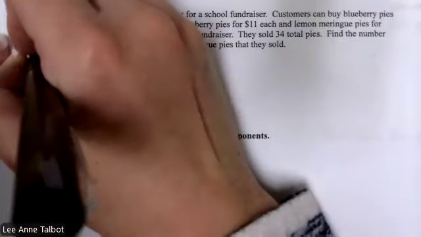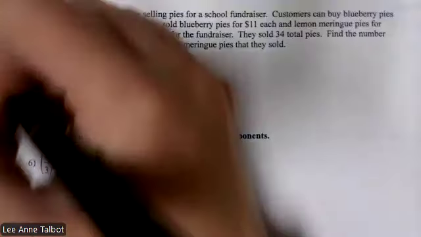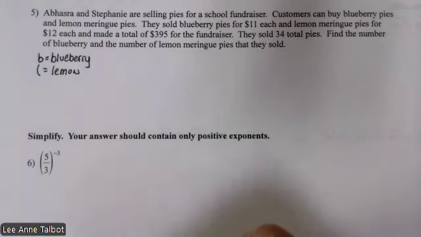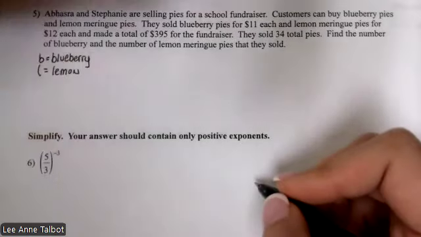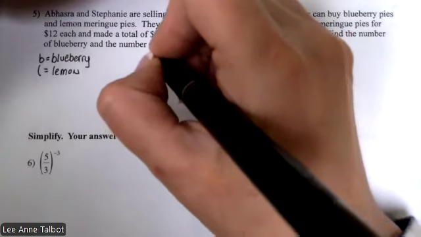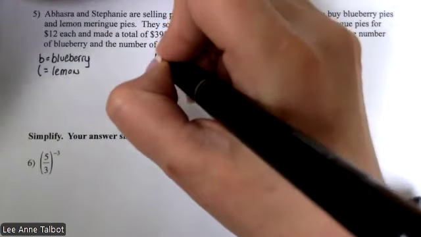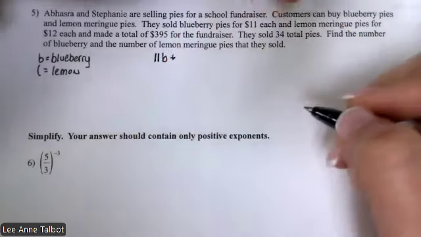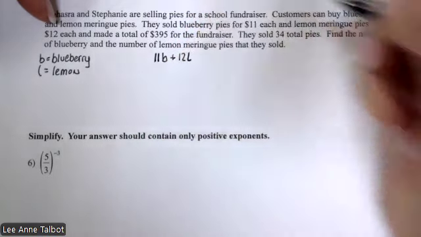Okay, so I'm going to say B equals blueberry and L equals lemon. Be really careful with your L. Make sure that it doesn't look like a 1. Okay, so I have blueberry pies for $11 each, so that's going to be 11B, plus lemon meringue pies for $12 each. I'm going to make mine curvy.